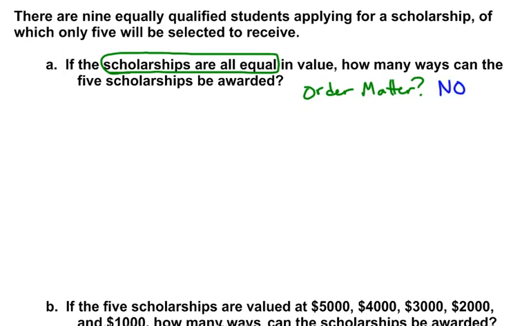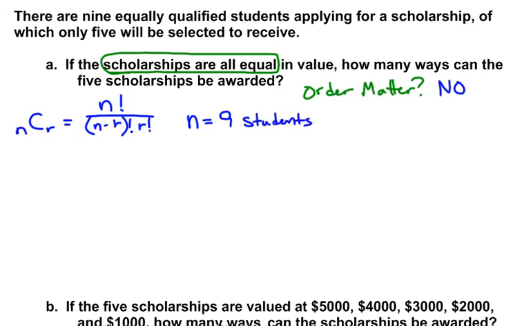So again, real quickly, the combination rule is n combination of r would be n factorial over n minus r factorial times r factorial. And as we do that in this case, n is the number of students that we're looking at overall, and that would be 9 students. And r is going to be the 5 scholarships that are selected, or the 5 students that are selected.